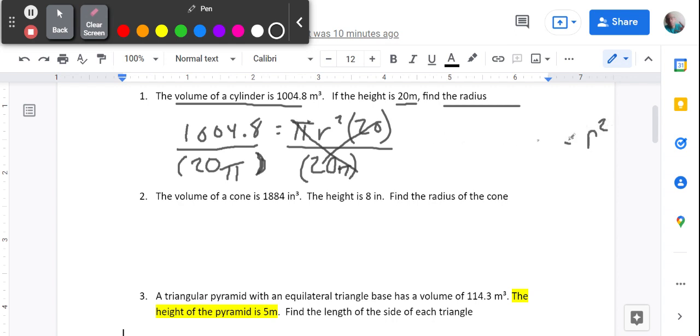And what is that going to be equal to over here on the other side, 1,004.8 divided by 20 pi? What was it? Okay, but that's after you divide the 20. What about after dividing the pi as well? 16. Okay. So 1,004.8, we divide by 20, it gets us 50.24. Then we divide by pi, it gets us 16. So we have 16 equals r squared. And so we square root it. Very good. Okay. R equals 4. Very good.